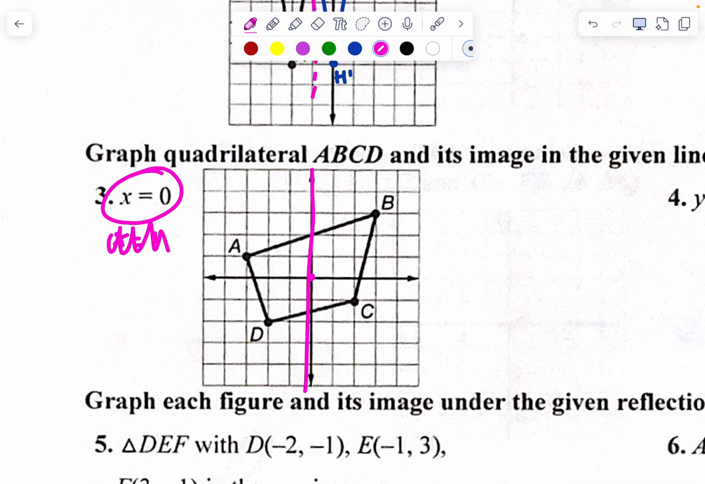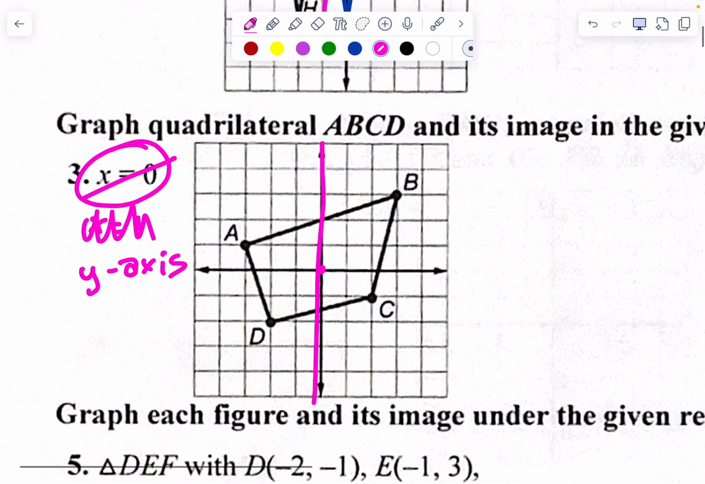All right, now we have to flip it across that, x equals 0, which is another way of saying the y-axis, right? This is the y-axis. Okay, but 3 that way means 3 this way. This is B prime. 3 that way means 3 this way. This is A prime. 2 and 2 is C prime, and D is D prime. And I connect the dots. So we just put it upside down.